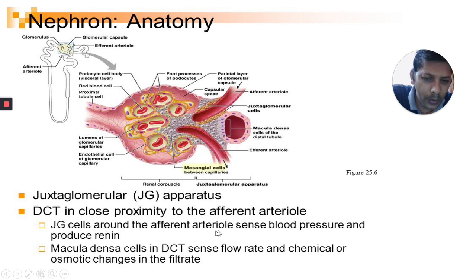The juxtaglomerular apparatus consists of JG cells around the efferent arteriole. This is the efferent arteriole. Around this efferent arteriole, JG cells are present, which can sense the blood pressure, how much blood is coming here, what the pressure is, and produce one enzyme called renin, or we can say a hormone also.